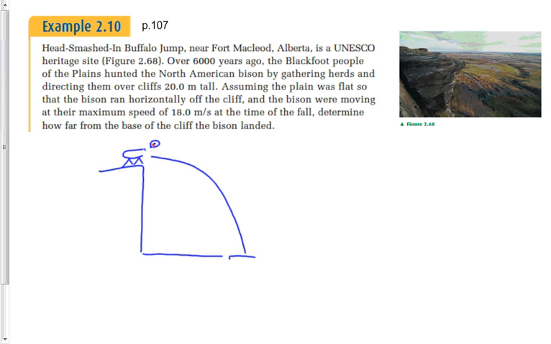We know the cliff is 20 meters tall, by the way. So let's label that. It says, assuming the plane was flat, so the bison ran horizontally off the cliff there. In other words, not on a ramp. Although that would be much cooler if the bison ran off the ramp and went up like this instead of just like this. They run straight off at 18 meters per second. So let's label that speed there. These guys are running at 18 meters per second. That's pretty fast. We want to know how far from the base of the cliff the bison landed. In other words, we want to know this distance right there.